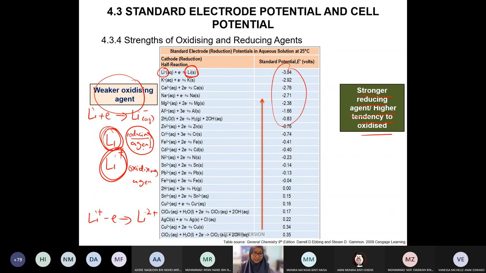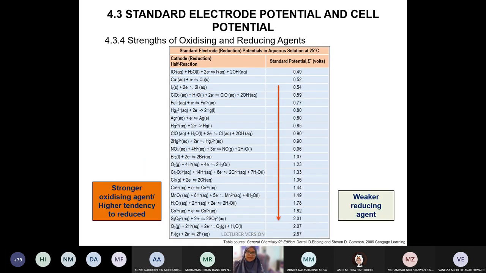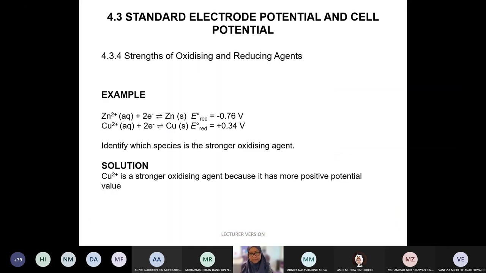Tapi dia reducing agent. Tapi antara dua ni, yang mana lebih kuat? Mana higher tendency? Mana dia prefer? To become stronger reducing agent ataupun weaker oxidizing agent. And kalau menurun tu dia terbaliklah. Stronger oxidizing agent, higher tendency to reduce, weaker reducing agent. Okay. So I think we are going to stop now.